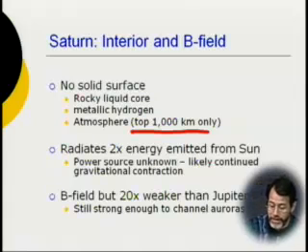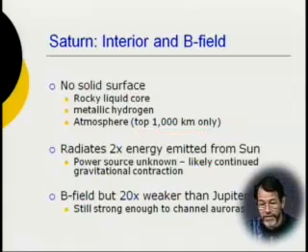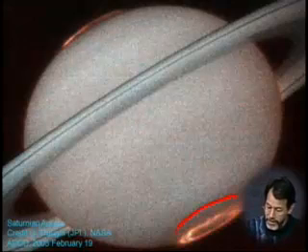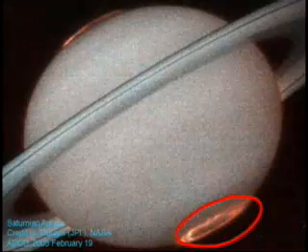It has a magnetic field. B stands for magnetic field, but it's 20 times weaker than Jupiter. But it is still strong enough to channel auroras. So Saturn also has auroras. So let's have a look. Here you see auroras both on the north and south of Saturn.